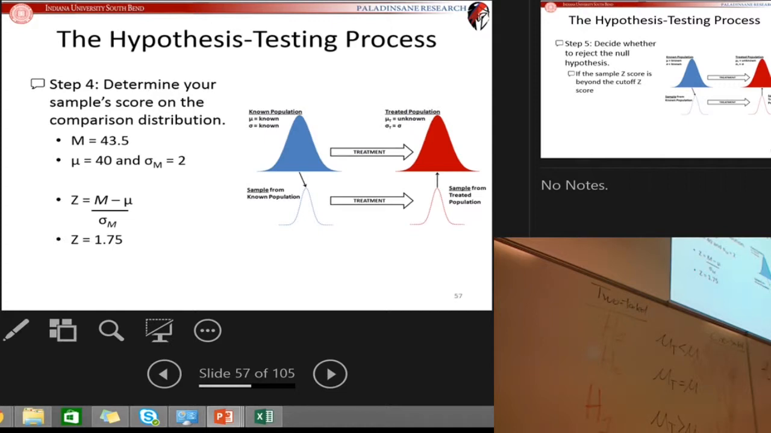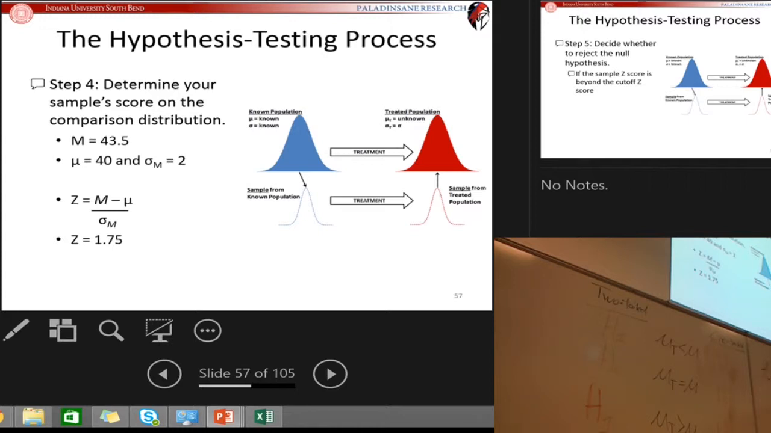So that's a z-score of 0. That's a z-score of 1.64. 1.75 is somewhere past that cutoff score. It's somewhere in the tail, right? That's 0, that's 1, 1.5, 1.64. There's your 1.75 right there.